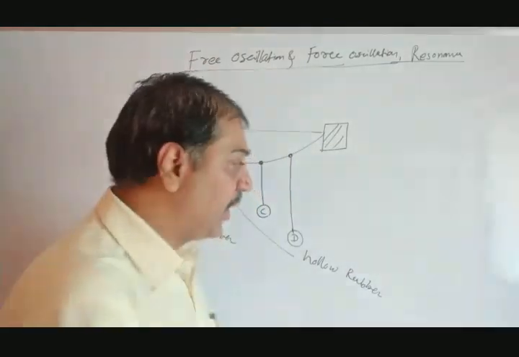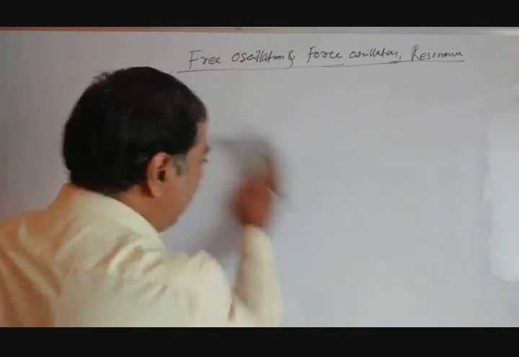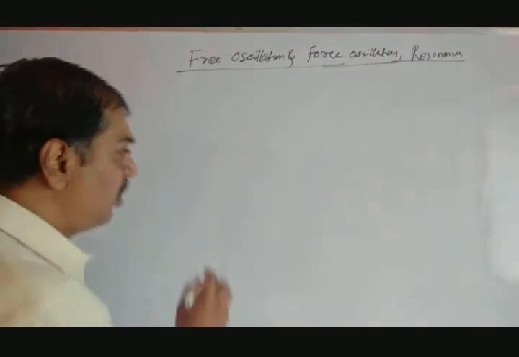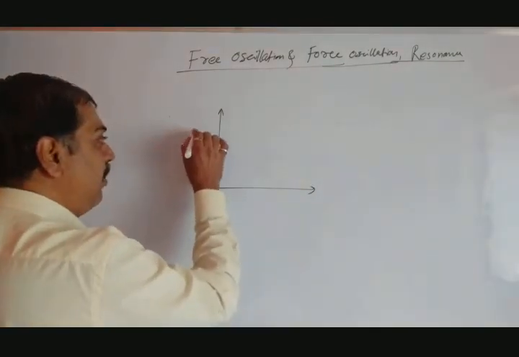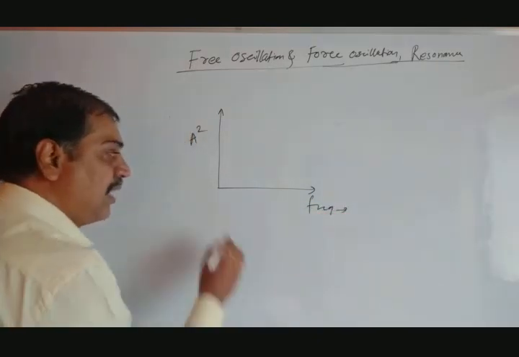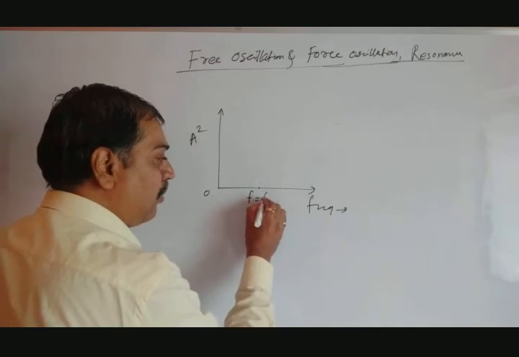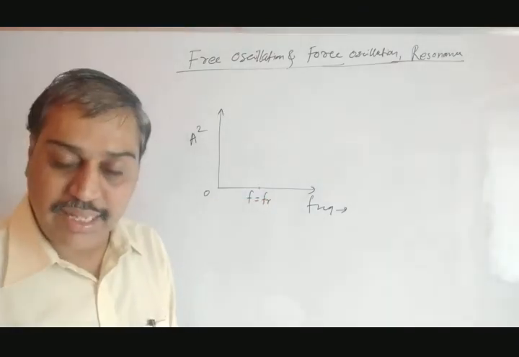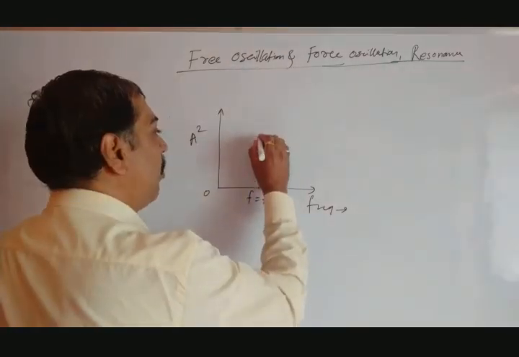Apart from this, in your book they try to explain resonance in terms of one diagram. What they have done is take amplitude square along the y-axis and frequency along the x-axis. At a certain frequency, when the applied frequency is equal to the natural frequency of that body, or we can say the resonant frequency, you get such a plot.